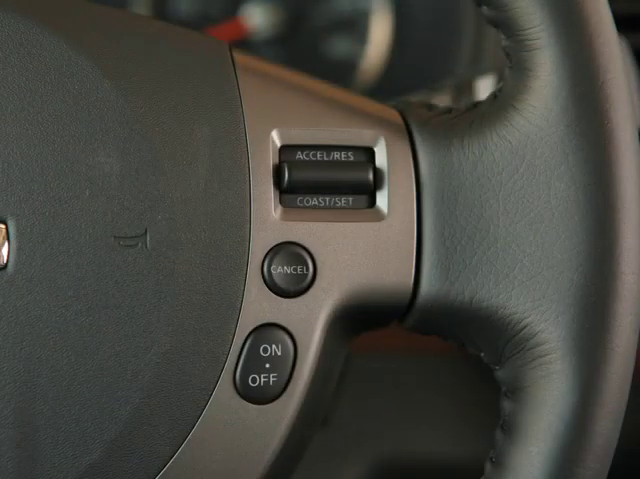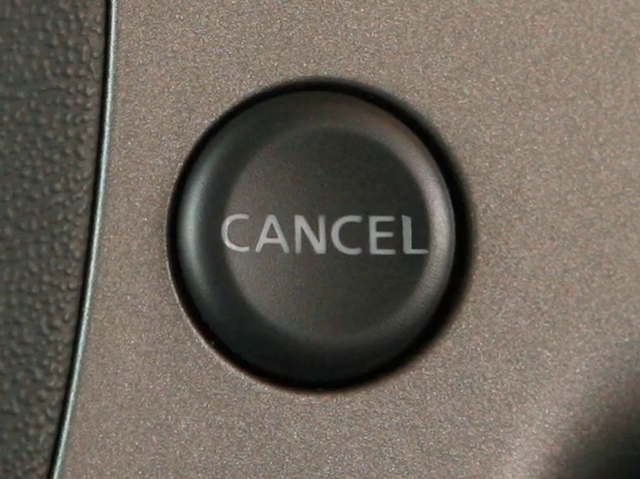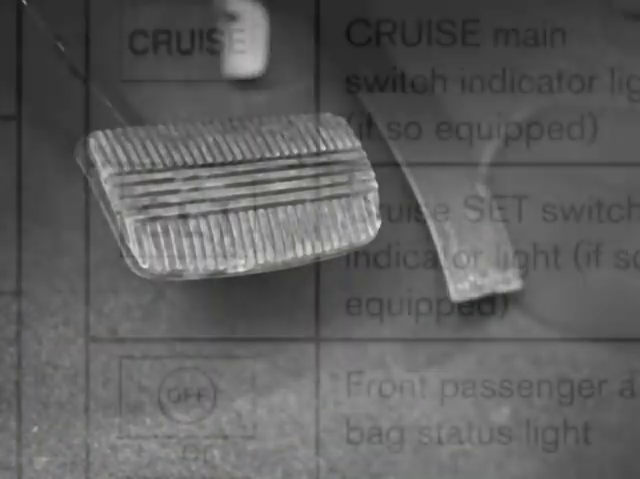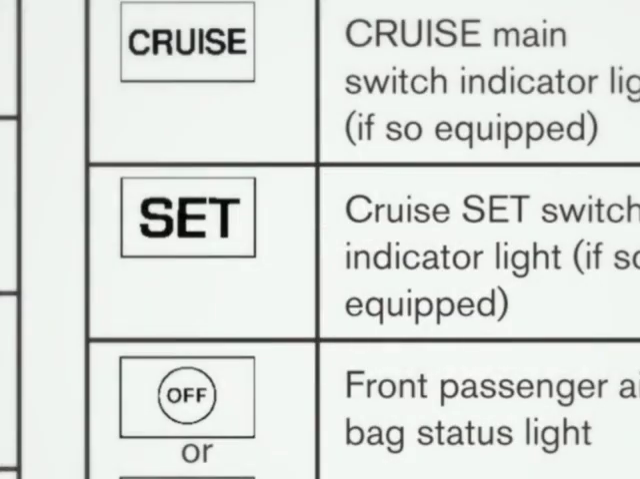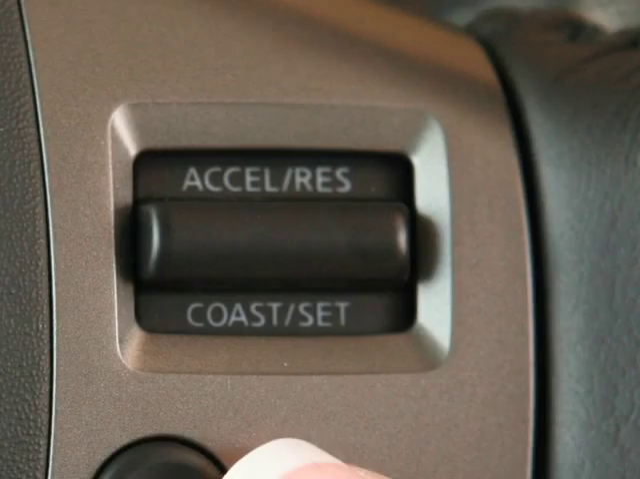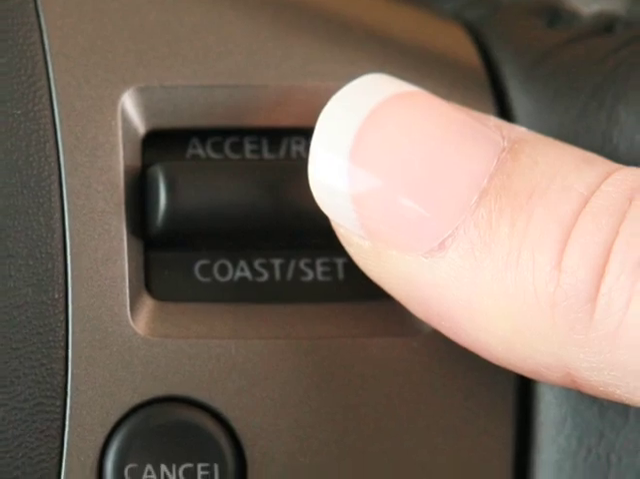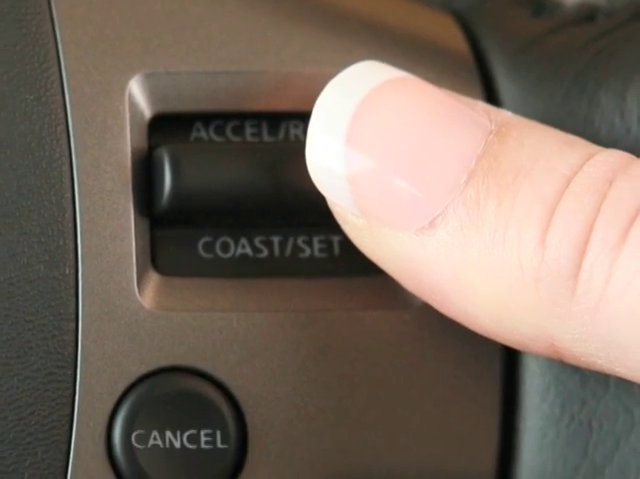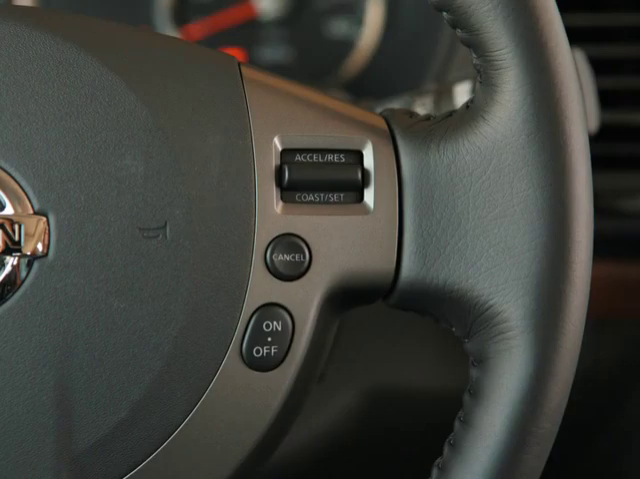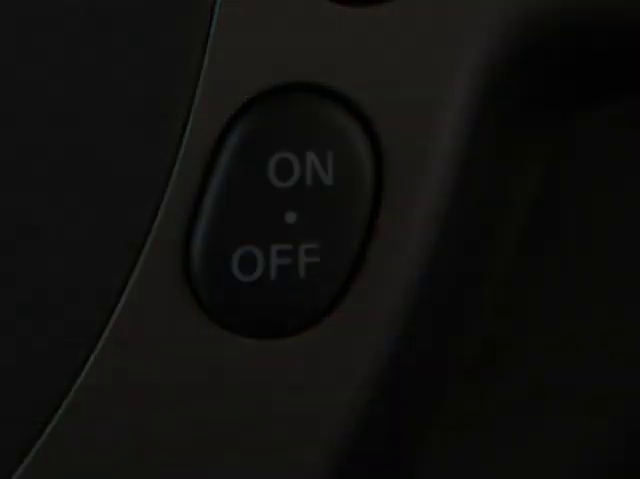To cancel cruise control, simply press cancel or tap your brake pedal. The set indicator light will turn off. To resume cruising at your last set speed, press up on the Accelerate Resume switch. The set light will turn on again. To turn cruise control off completely, press the on-off switch.